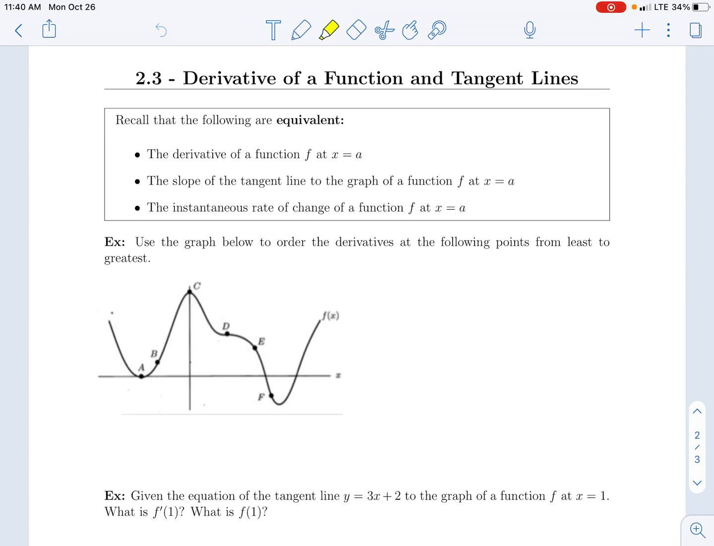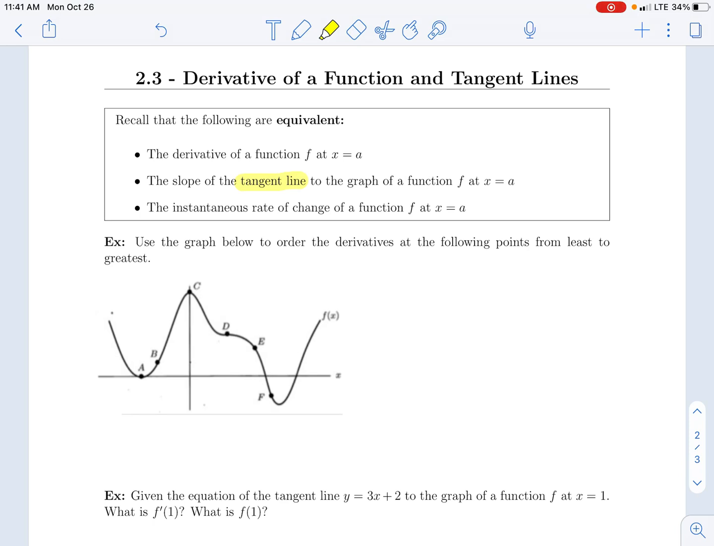And so you want to remember, when we're talking about tangent lines to the graph of a function, that's just a line going through one point of the graph of the function, whereas a secant line is a line going through 2 points of the graph of the function. So you want to make sure that you understand the difference between a tangent line and a secant line. A secant line goes through 2 points on the graph of the function, whereas a tangent line is a line going through 1 point of the graph of the function f.